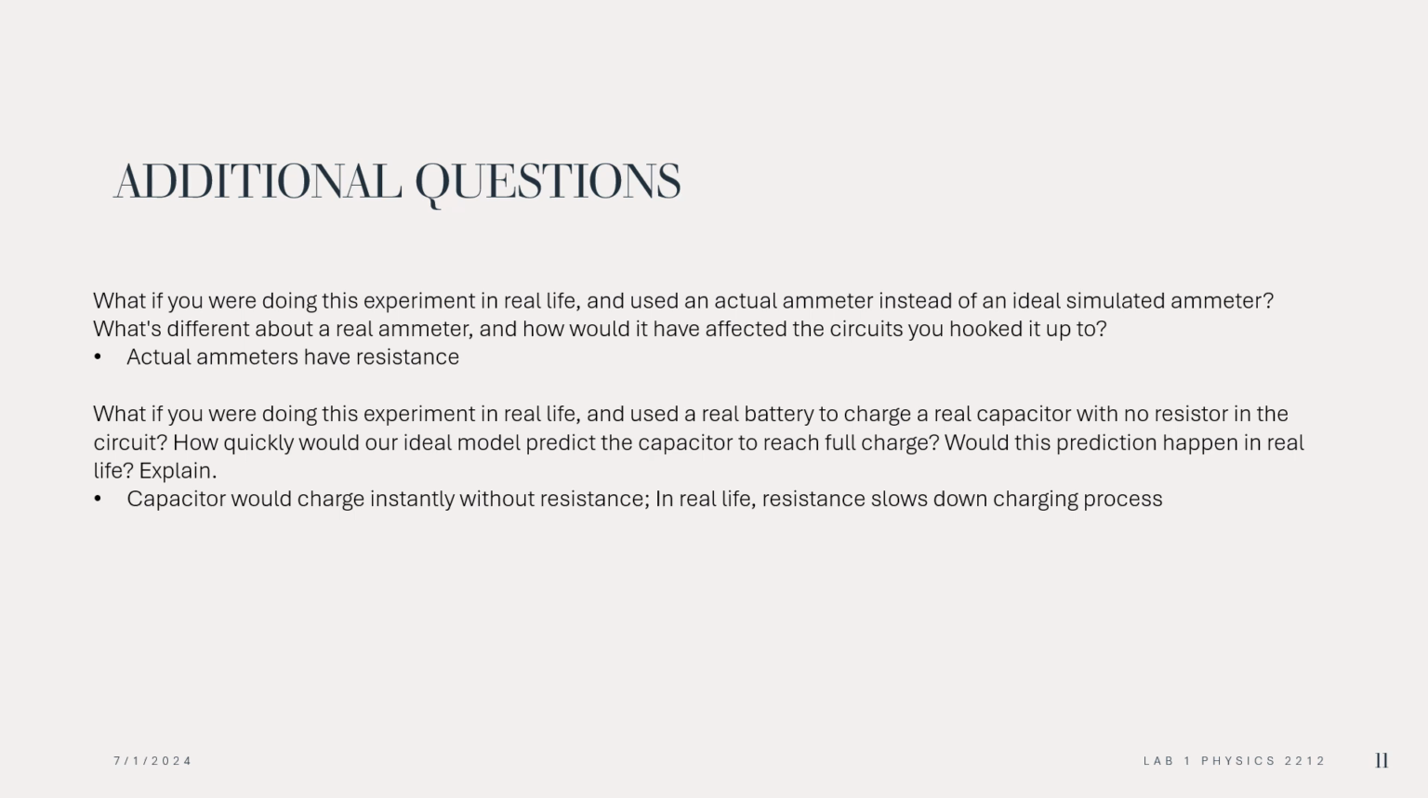The what-if question, I'll let you read this, but essentially actual ammeters have resistance, so that delta V for the ammeter would be non-zero. That goes all the way back to that graph we showed and those values that we found for delta V. The second what-if question is that the capacitor would be charged instantly without any resistance, because the current and voltage would go straight into the capacitor. In real life, resistance slows down the charging process.